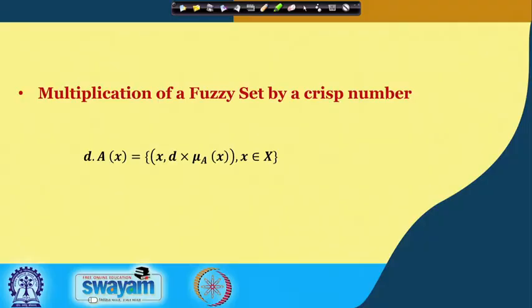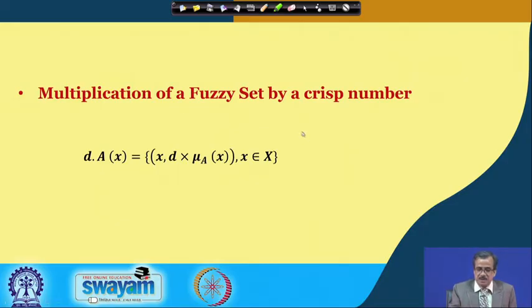We are discussing some standard operations used in fuzzy sets. We have already discussed a few and now we will be discussing a few more. Let me start with the concept of multiplication of a fuzzy set by a crisp number. What we are going to do is multiply a fuzzy set.